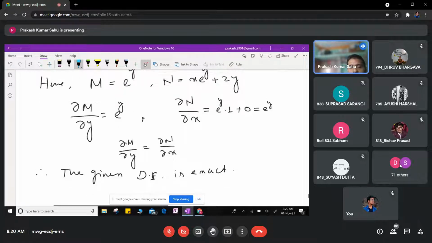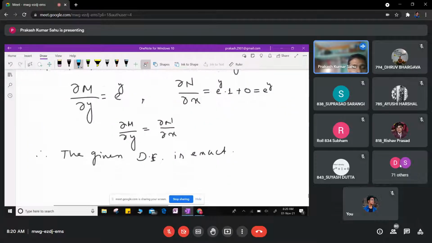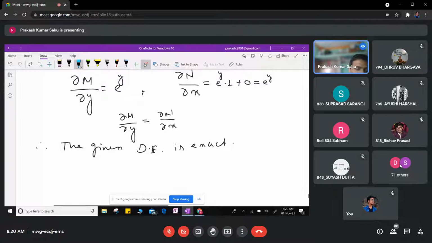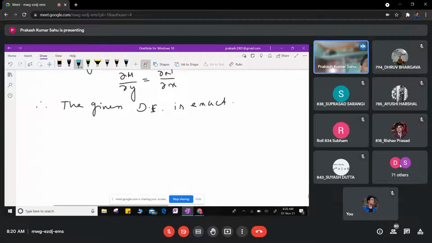Okay, let us see here. So now you see the differential equation is exact. But the question is how to find the solution of this differential equation. So let us see. First we find a general form, then we find the solution. So you write here: finding solution. How will you find the solution?